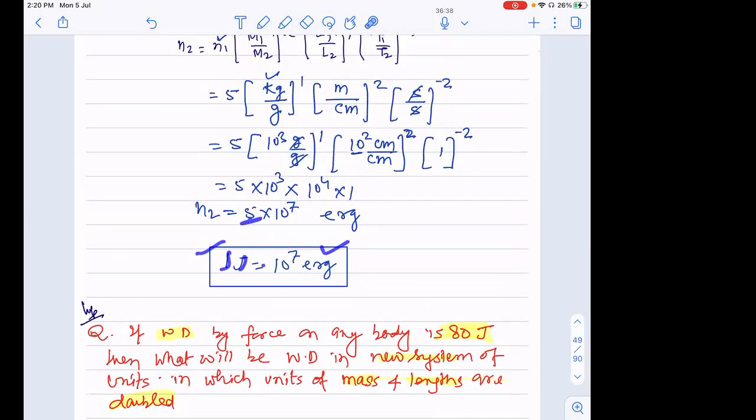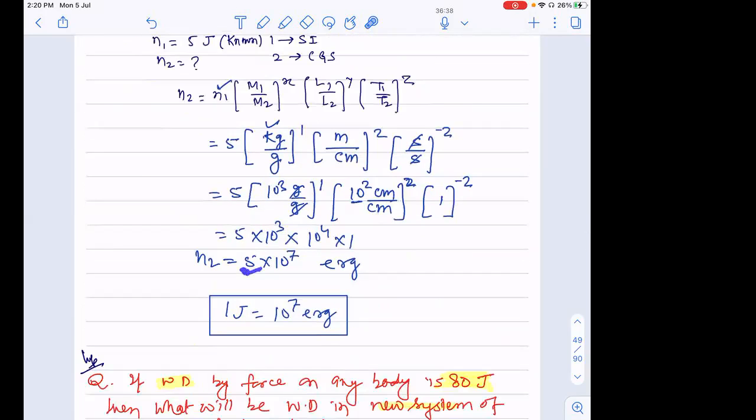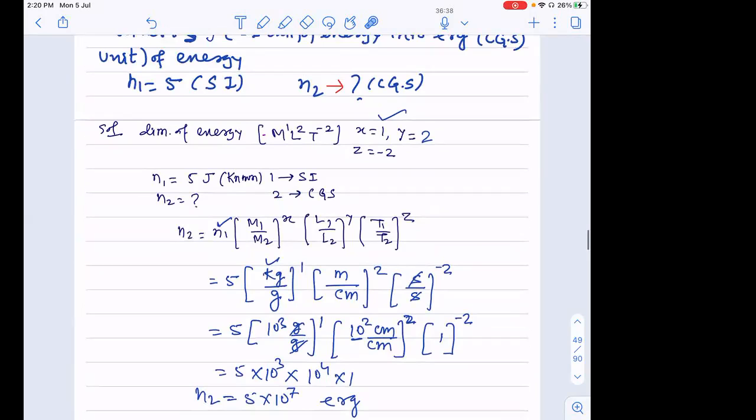So the 5 will be as it is. Suppose something else is there, that will come as it is. And joule will be converted into erg by 10 to the power 7. So that comes. You have to close your answer here itself.